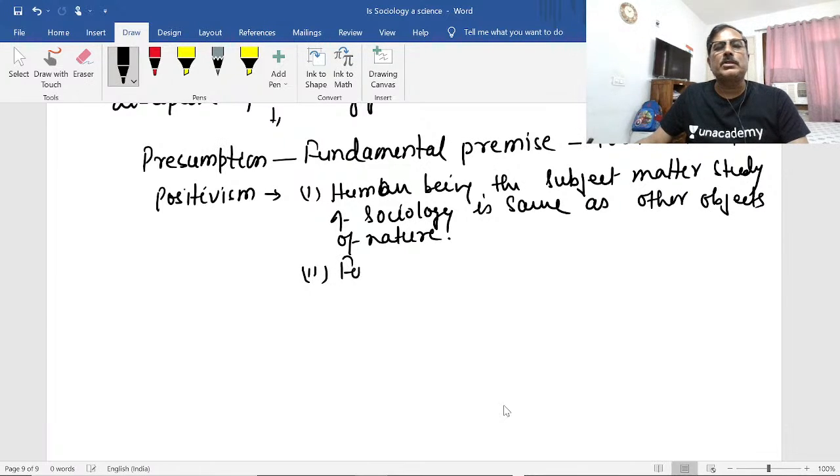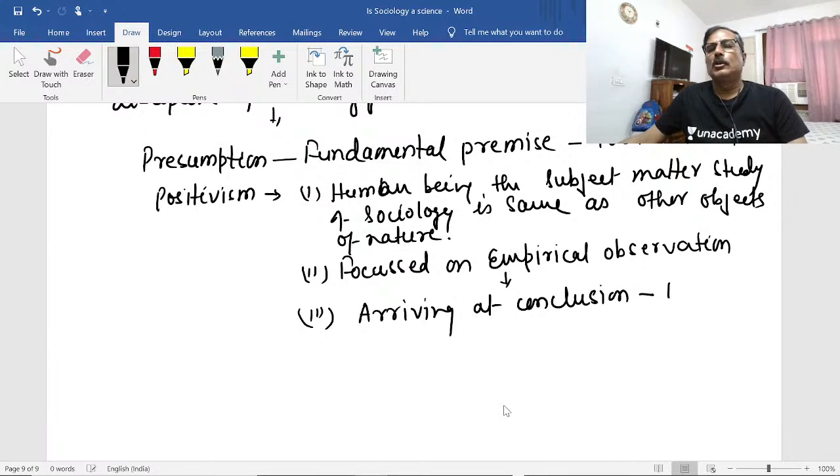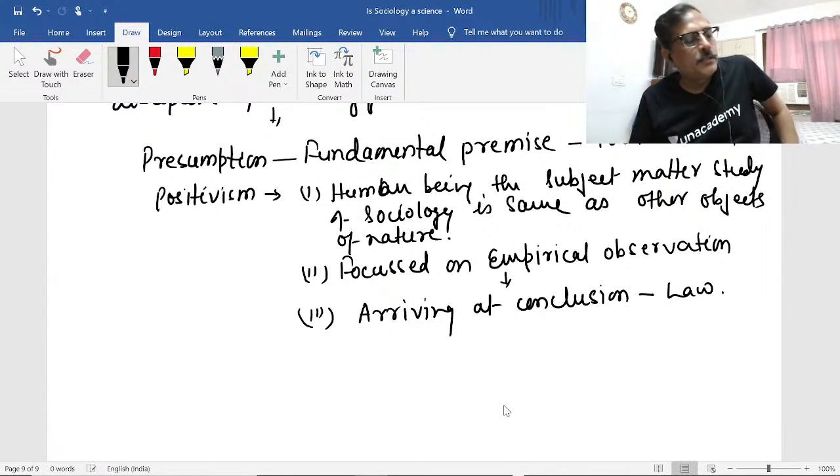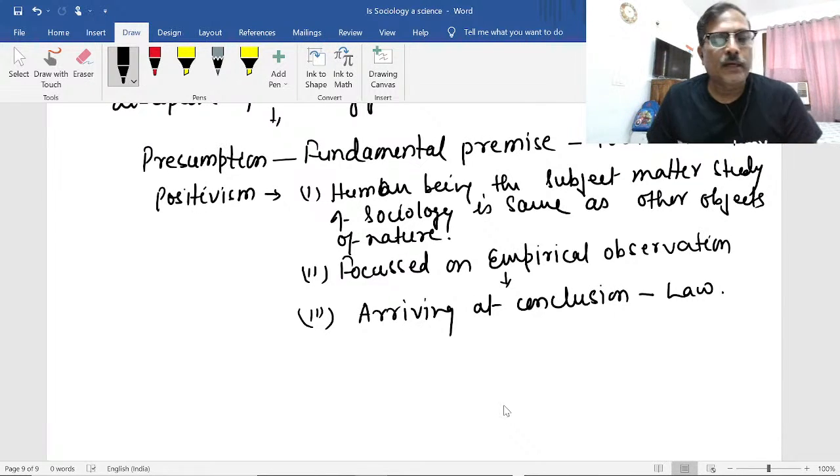So focused on empirical observation, and based on these empirical observations arriving at a conclusion, that is law, right? You'll see that more appropriately in the social fact approach of Emile Durkheim.